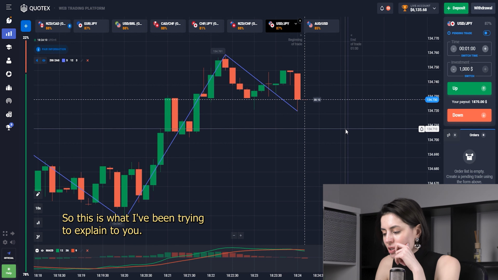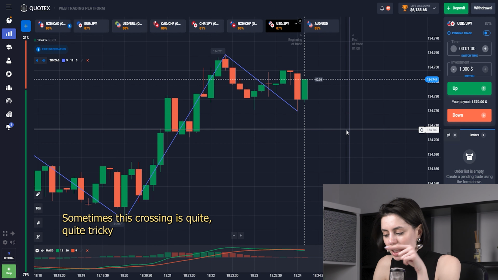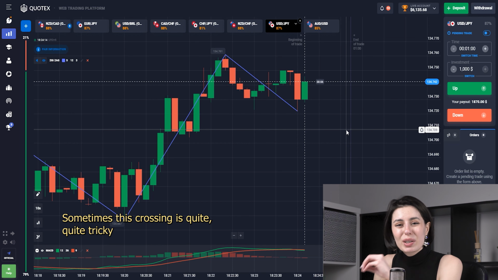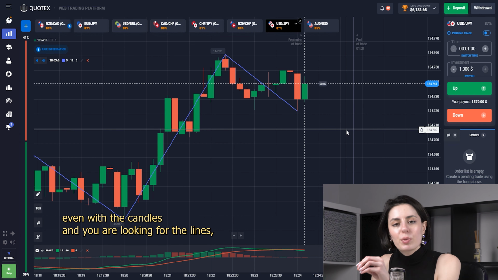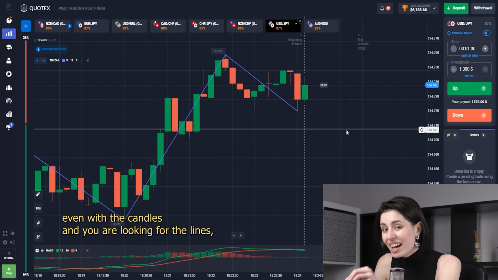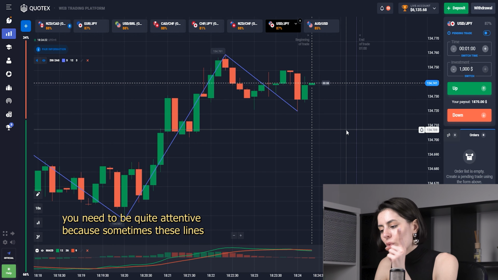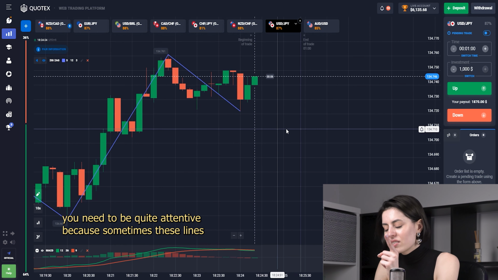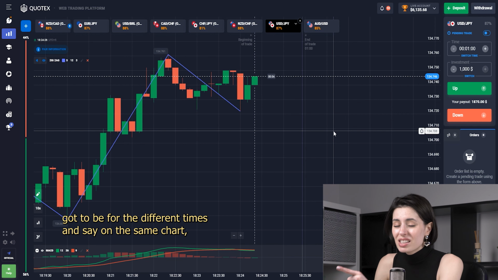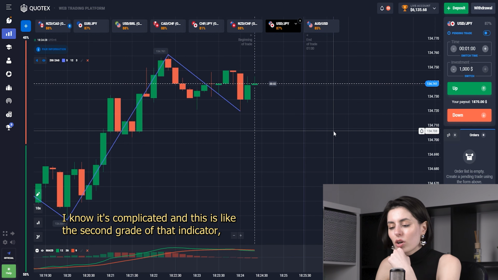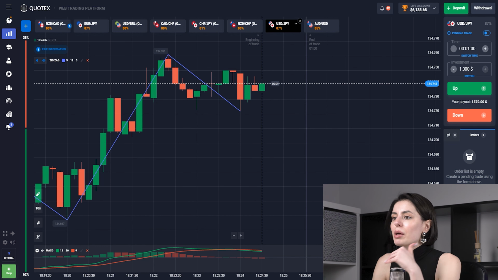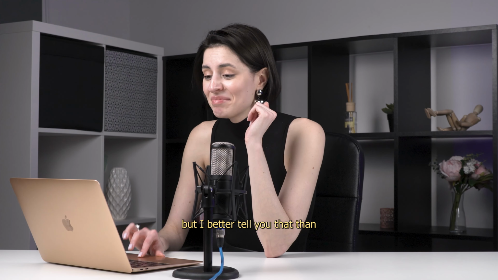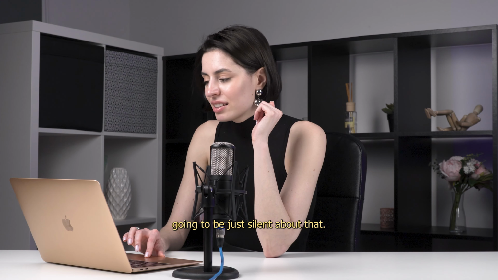So this is what I've been trying to explain to you. Sometimes this crossing is quite tricky. When you have the situation where the tendency just started, even with the candles, and you are looking for the lines, you need to be quite attentive, because sometimes these lines are going to be for a different tendency on the same chart. I know it's complicated, and this is like the second grade of that indicator, but I'd better tell you that Dan is going to be just silent about that.